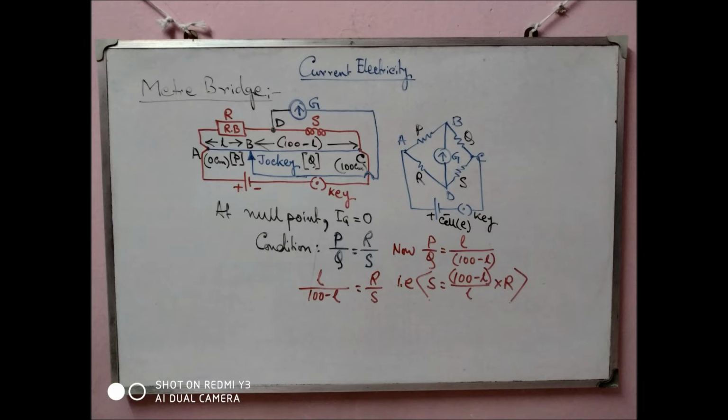Okay. So the source is connected between A and C. One more connection left, there is a galvanometer. Galvanometer is connected between B, already told, the jockey point is B, and D. Which point is D? The joining point of R and S. Look at the diagram of meter bridge. So that is D. So between D and B we connect the galvanometer.